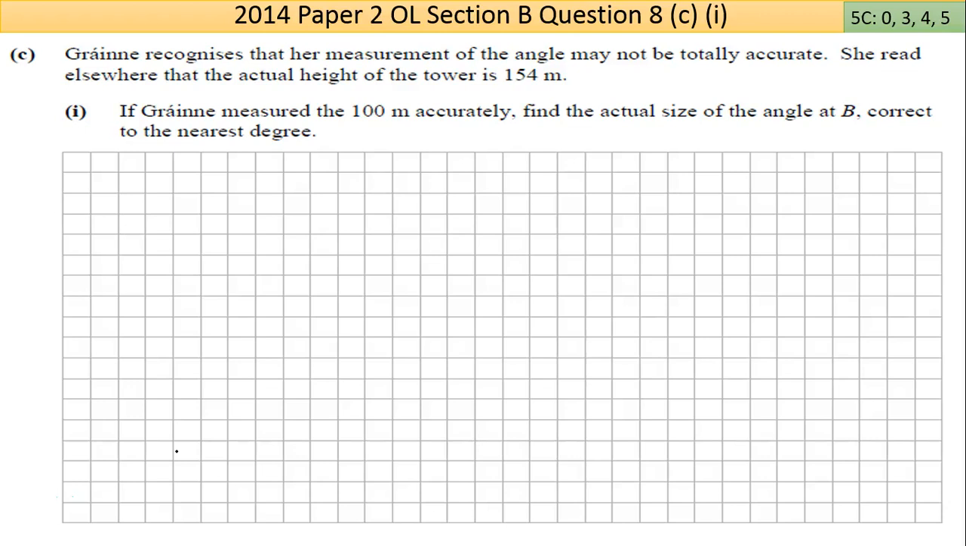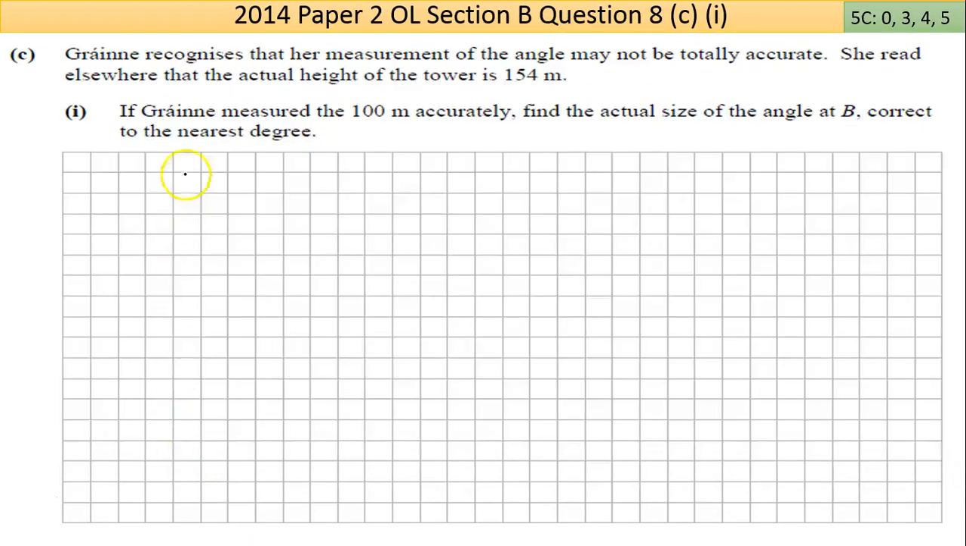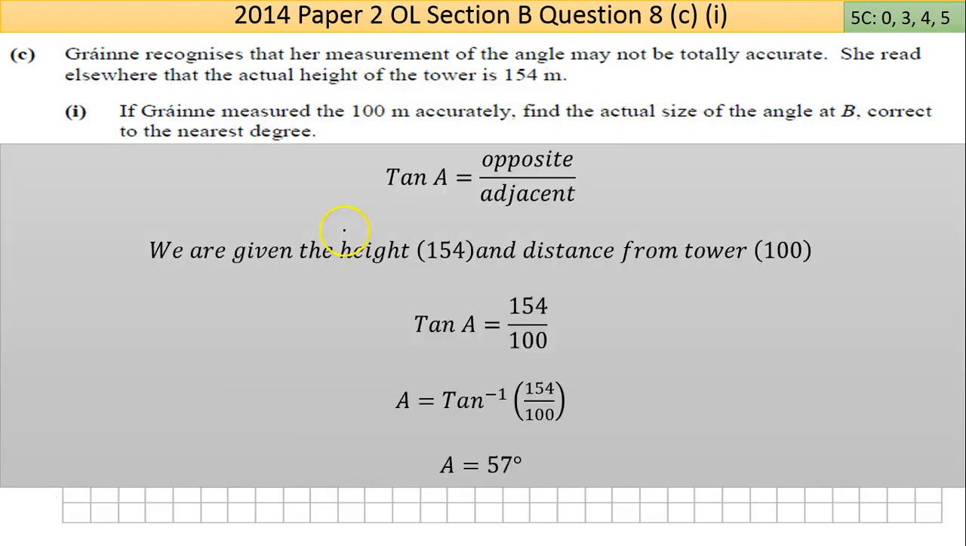Now, we're almost there. Okay, so part C here is just a matter of, let's see, read the question first. Grania recognizes that her measurement of the angle may not be totally accurate. She read elsewhere that the actual height of the tower is 154 meters. If Grania measured 100 meters accurately, find the actual size of the angle. So she may have used the clinometer wrong. Okay. We'll go pretty fast.